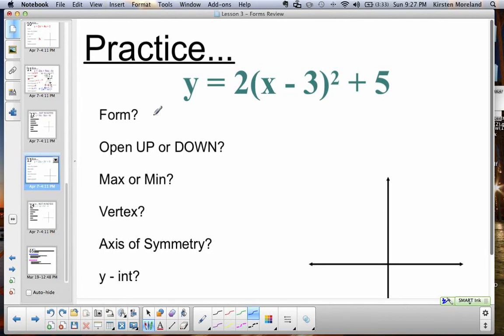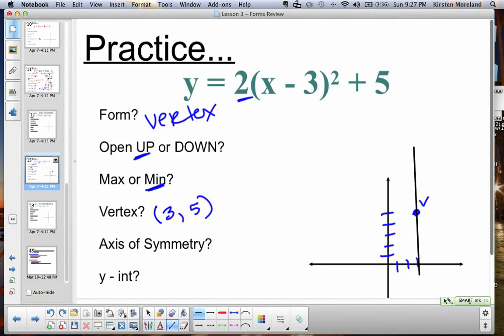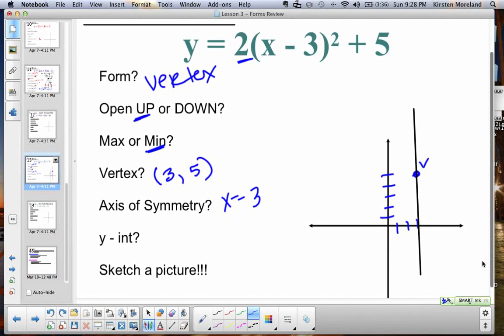So this is vertex form. It's opening up because it's a positive 2 in front, which means it's a minimum. The vertex, it went right 3 and up 5, so it's at (3, 5). Again, it's opposite inside, so it's right 3. So my vertex is right there, and I like to label it with a little V. And I also like to always sketch in the axis of symmetry. Because the axis of symmetry is always the x-coordinate of the vertex. It's x equals 3.